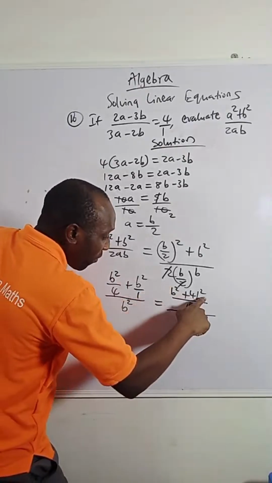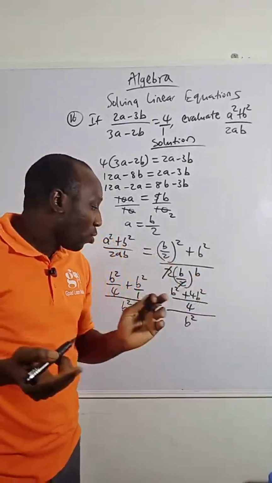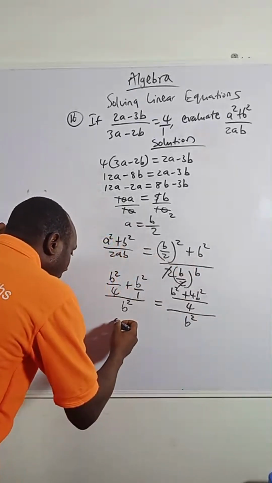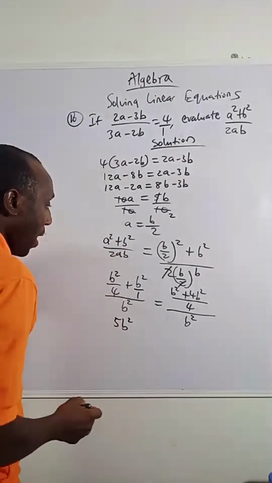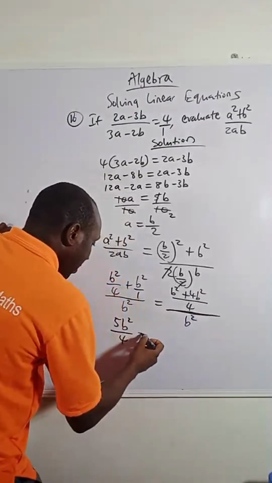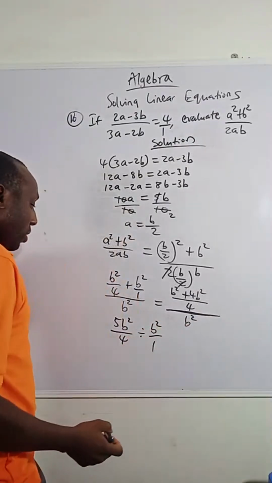So b squared plus 4b squared is like you saying 1a plus 4a. That's 5a, right? So b squared plus 4b squared is what? 5b squared. So I'm going to write 5b squared over 4. See this now. This is divided. I can write it like this. Divided by what? b squared. You can write over 1 here if you so wish.